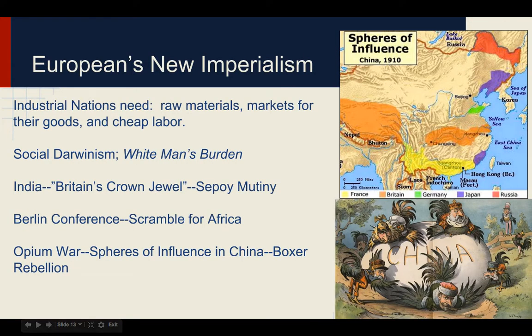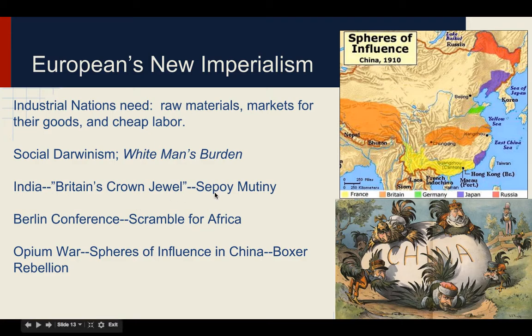Of course, this leads to this time of European imperialism, industrialization. The Europeans want to get as much natural resources, raw materials, aka markets for their goods, and cheap labor. In China, of course, this leads to spheres of influence and the carving up of China. It also is this idea of social Darwinism coined by Herbert Spencer, that Europeans are the fittest of all the races. It's also expressed in the poem White Man's Burden by Rudyard Kipling. India becomes Britain's crown jewel.